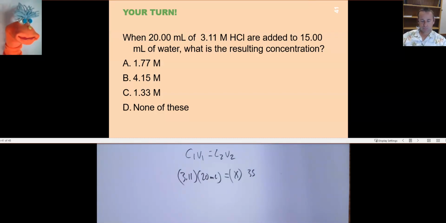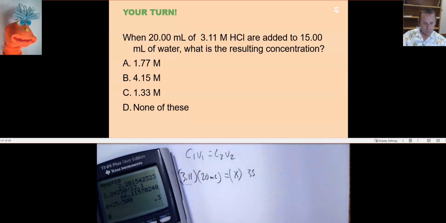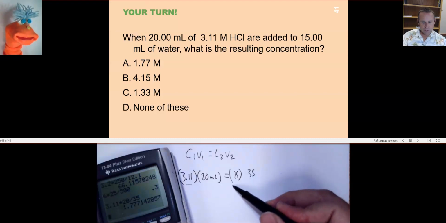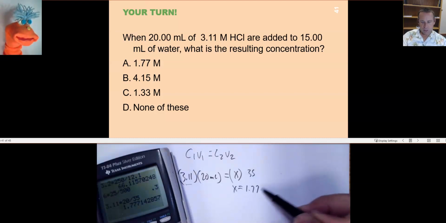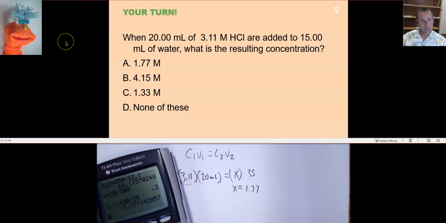Well, then B's wrong. That's right, B's wrong. And it doesn't make sense that we started with 3.11 and went up in concentration when we added water. So that should have led you to realize that wasn't correct. Okay, so 3.11 times the 20 divided by the 35. Okay, that makes sense. So X equals 1.77 molar. Follow that? Yeah, I got it. Okay, good job.